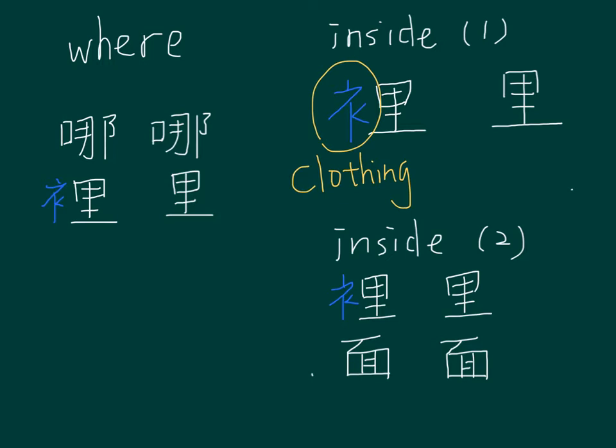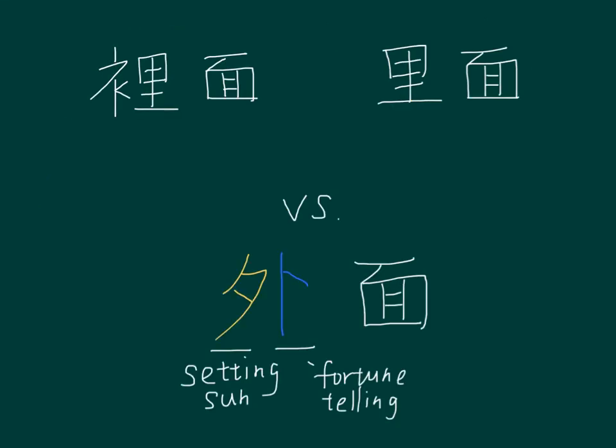Another way to say inside is to add the word 面 after 里. 里面, 里面. The opposite of 里面 would be 外面, 外面.